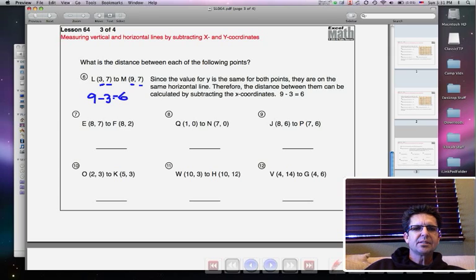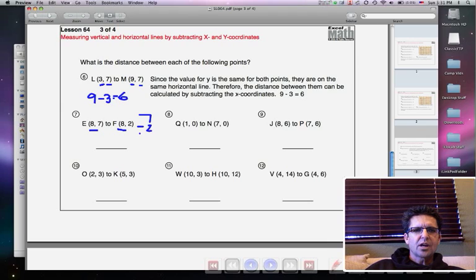Point E is at 8, 7. Point F is at 8, 2. Notice the x-coordinates here are the same, 8 and 8. The y-coordinates are the ones that are different, 7 and 2. So all you have to do is a subtraction problem. 7 minus 2 is 5. So the distance is 5. Go ahead and try 8 through 12. Pause the video and turn it back on when you're ready to see the solutions.